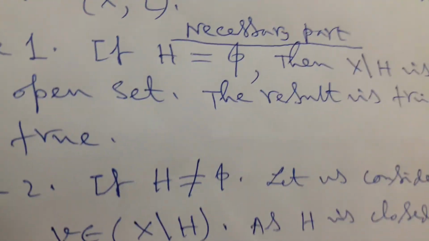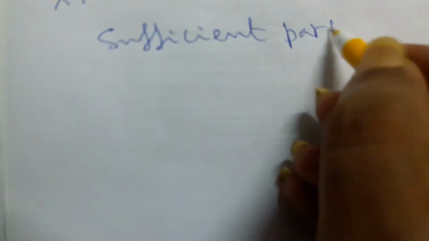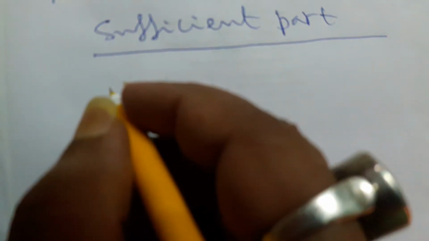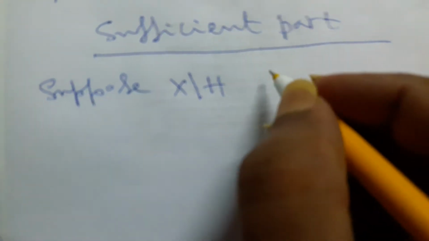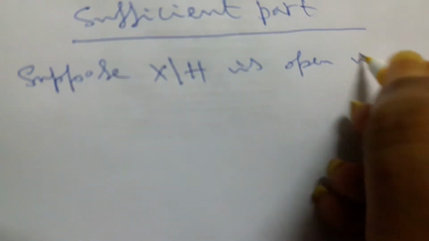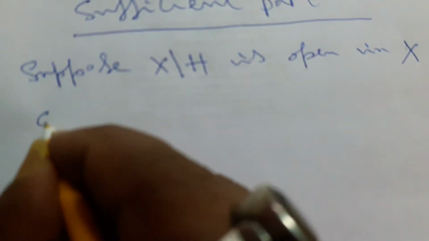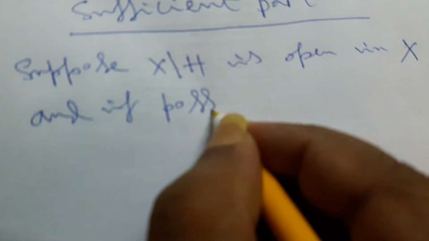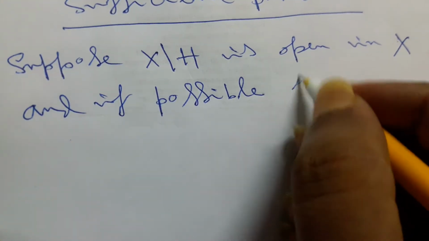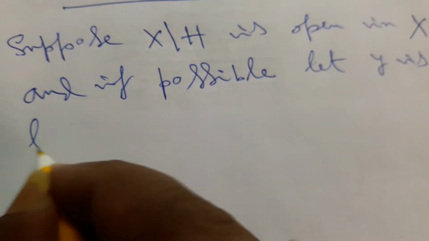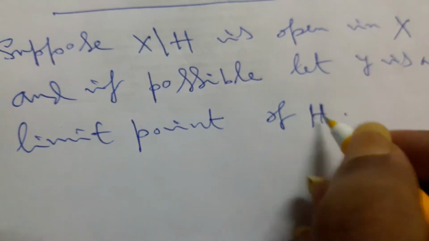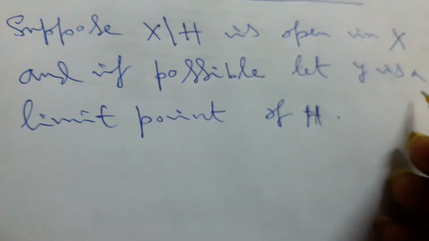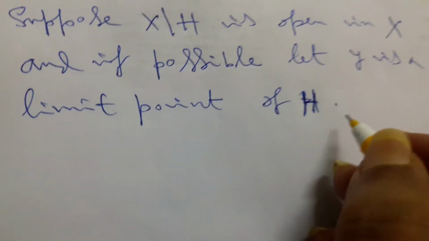And next we take the sufficient part. Here in this case, suppose X minus H is open in X, and if possible, let y be a limit point of H. We consider the reverse case, and if possible we take that y is a limit point of H.